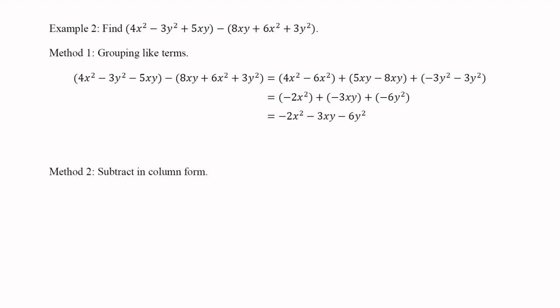The second method, we can subtract in column form. Again, stack the first trinomial with the second trinomial and subtract them going down. 4x squared minus 6x squared gives us negative 2x squared. 5xy minus 8xy gives us negative 3xy. And negative 3y squared minus 3y squared gives us negative 6y squared.